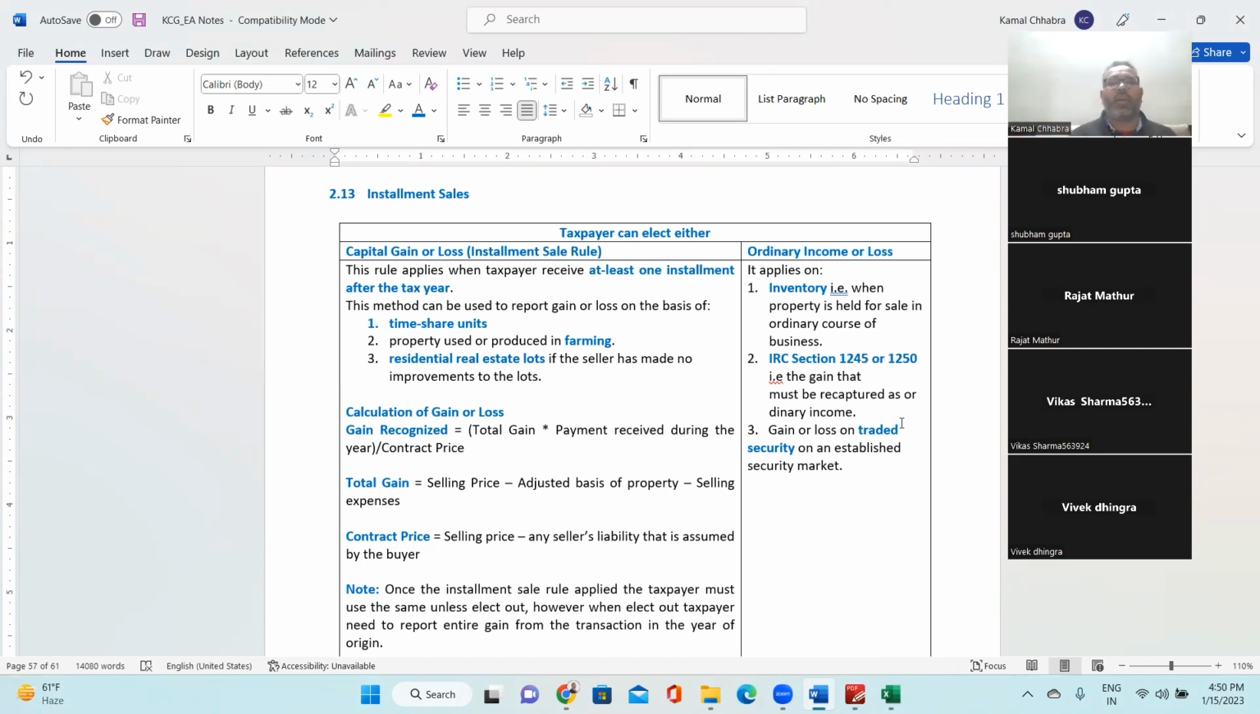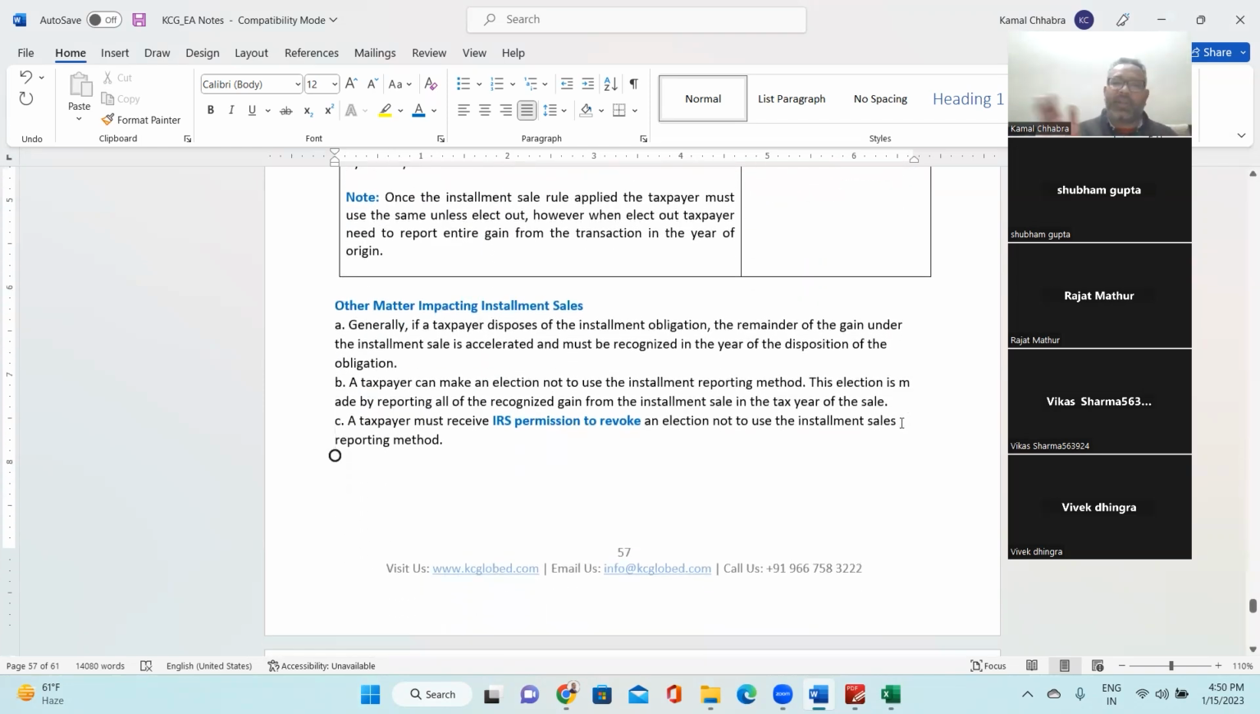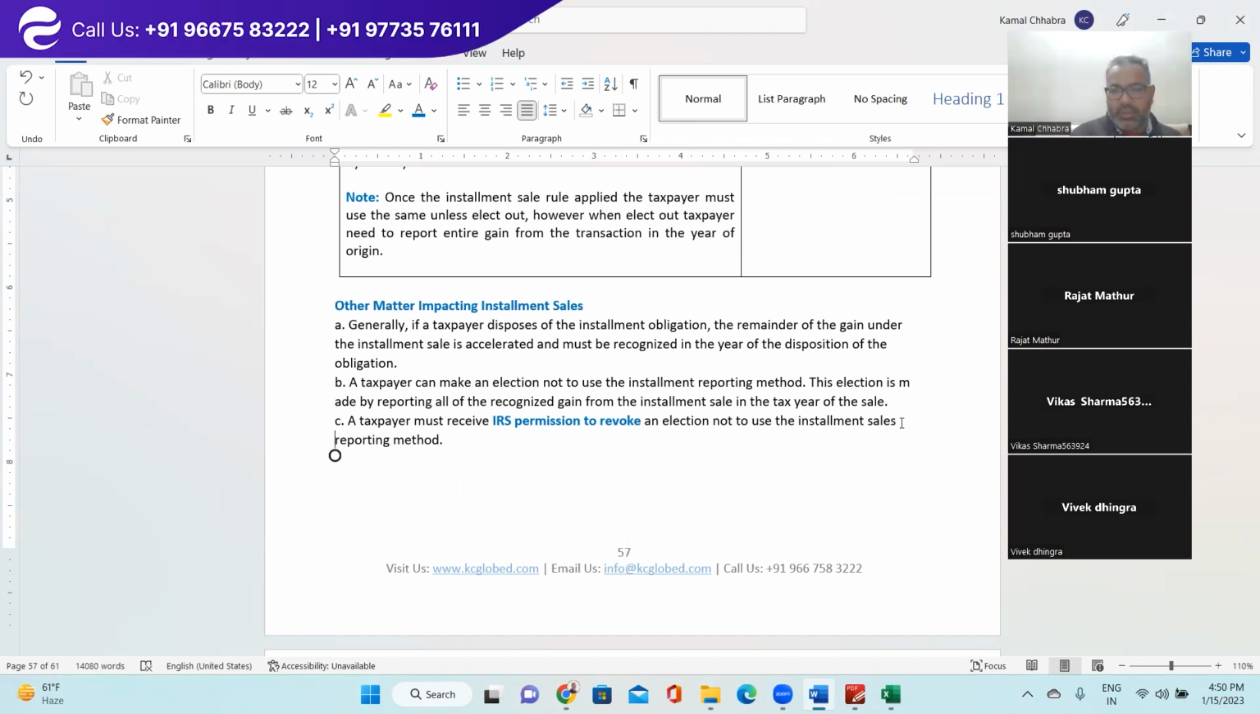So you will be calculating the normal gain and then bifurcating the gain into the current period installment received and deferring how much you are expected to receive in future years. If you choose the capital gain method and in future you plan to revoke it and go with the normal ordinary income, then in that year you need to revise the previous year return, consider all the income in the original year, and pay the taxes for those years. But to do that, you need to take the IRS approval. Simple. Sounds good?